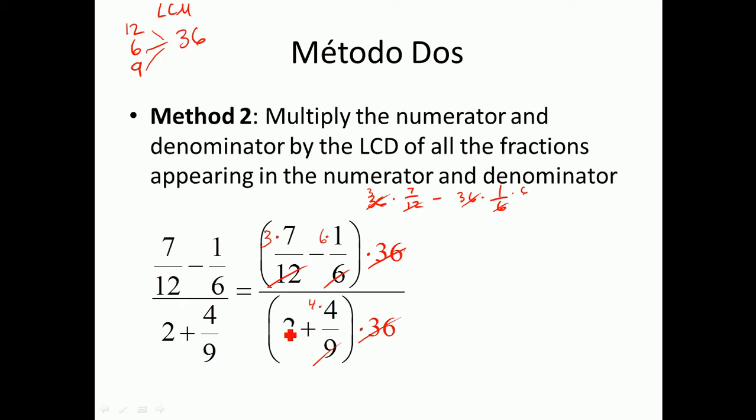However, notice here, this is just 1 right here. So I'm multiplying that entire 2 by 36. After doing all of that, I should end up with 21. What this does is get rid of all the denominators, so you're just left with your numerators: 21 minus 6 over 72 plus 16. Based on that, I get 15 over 88, just like I did in the last method.